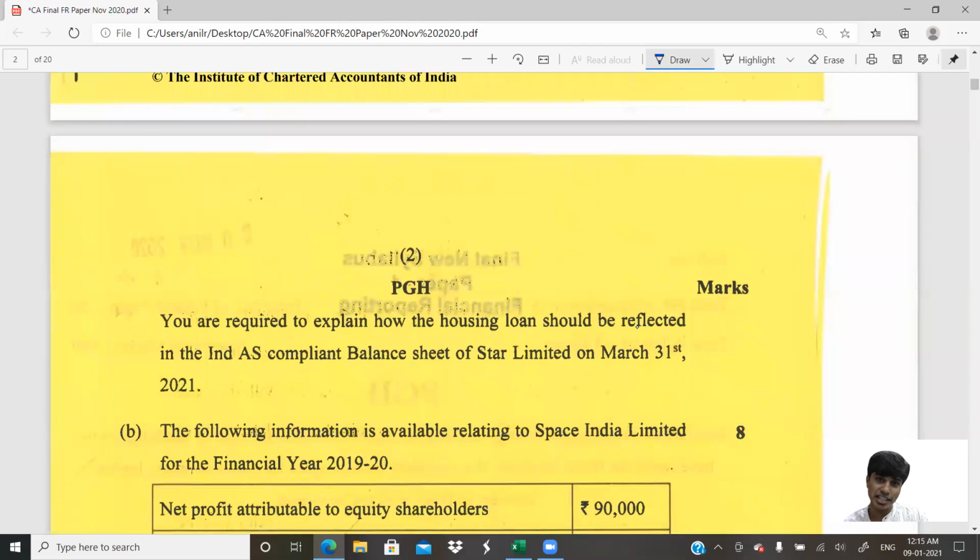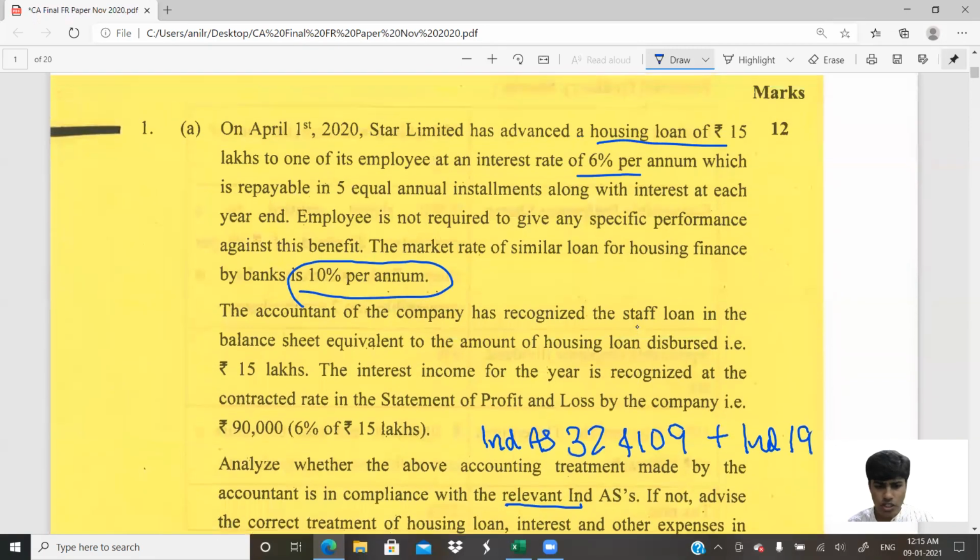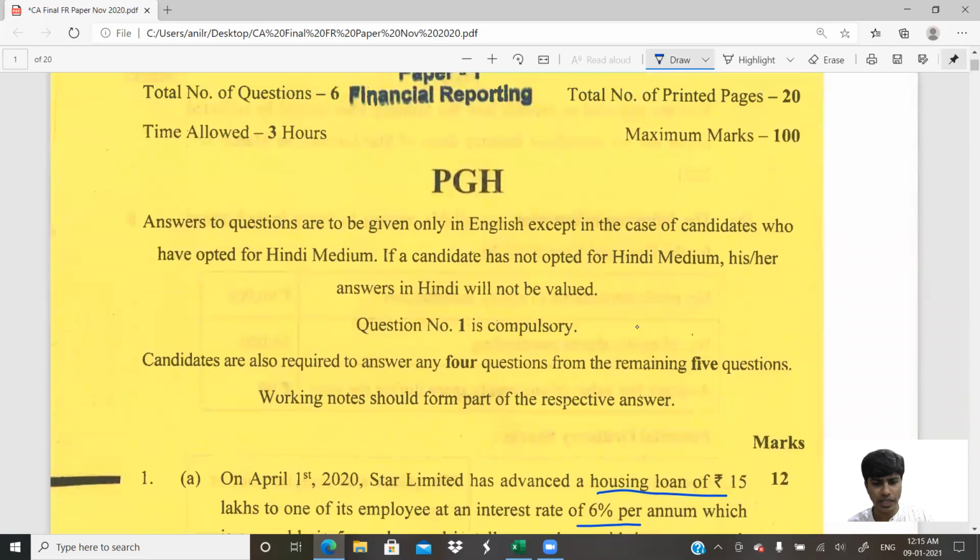How much of the financial asset is to be recognized? How much of it is non-current? How much of it is current? How much of this expense is employee benefit expense to be recognized? How much is the interest to be recognized in each year of this loan of 5 years? So that's what we are supposed to do. So come on, let us get started and do the answer now.